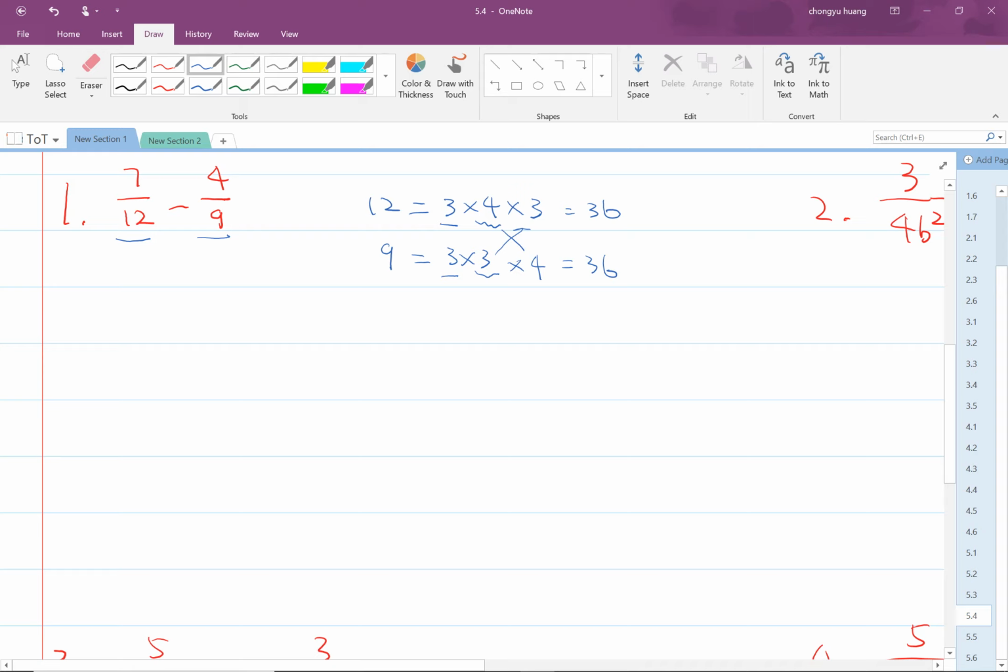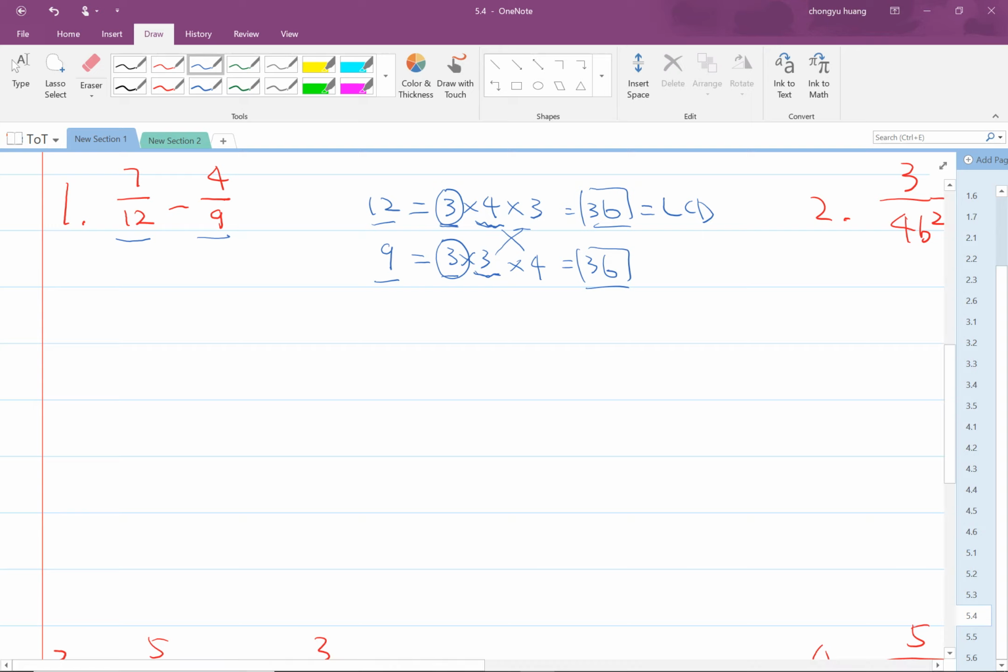Okay, so that's basically a trick. You see here 3 and 3 they both have in common, and then you see this 4 and this 3 are different, so you just flip it, swap it, and then you multiply it, and you get the same. So now you know 36 will be the LCD between 12 and 9. Okay. So now let's continue.